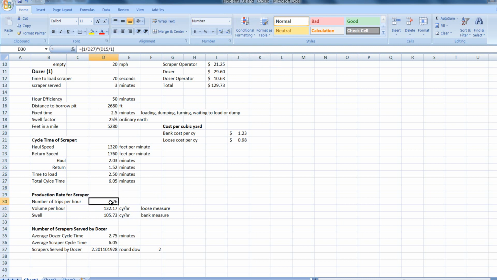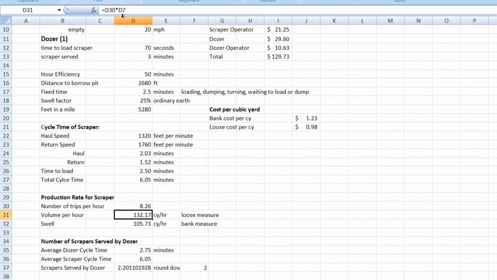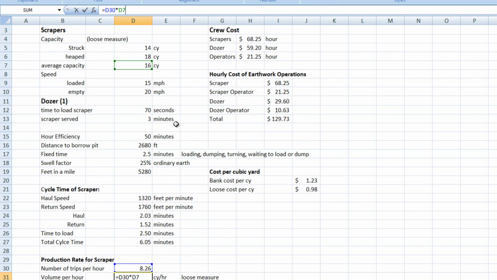So then on the production rate, we're also figuring the volume here. If you look at the average capacity of the scraper, it was 16 cubic yards, and we just multiply that by the number of trips per hour. So we know how many cubic yards of loose measure we're moving: 132.17 cubic yards per hour. That's the capacity of the scraper times the number of trips per hour.